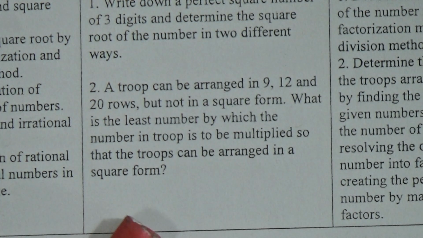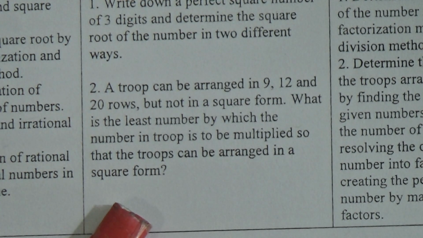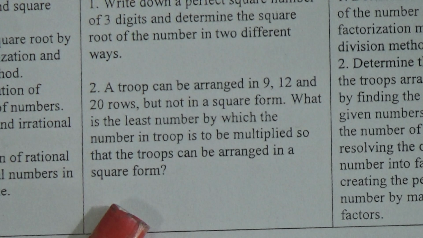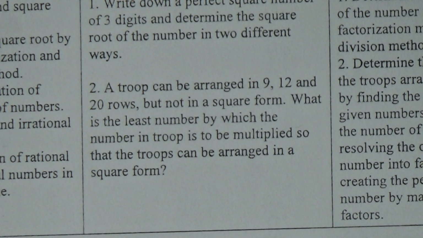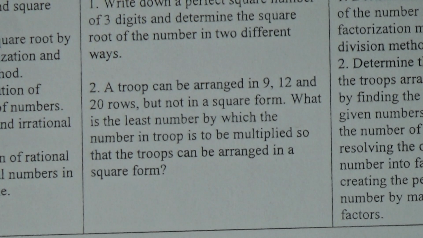First of all, we need to calculate the number of persons present in the troop. To calculate the number of persons in these troops, we need to find out the LCM of 9, 12 and 20. The LCM of 9, 12 and 20 will be the number of people who are present in the troop.